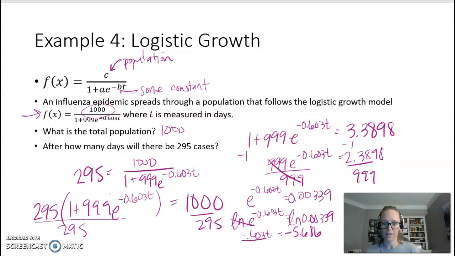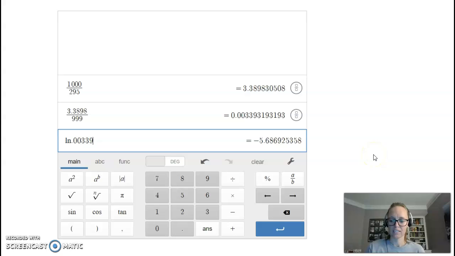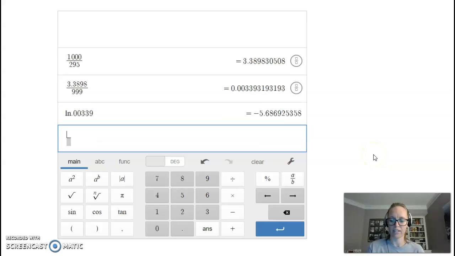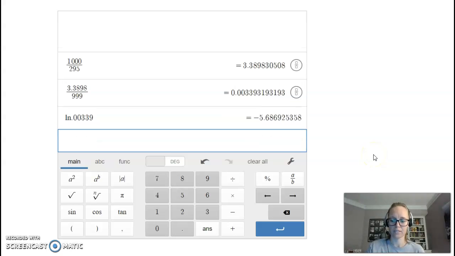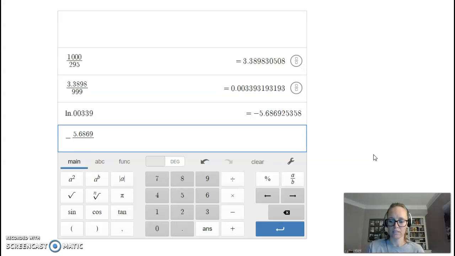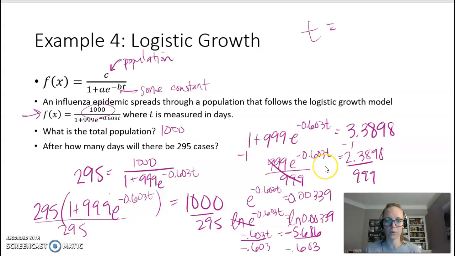And then I divide both sides by negative 0.603. I'm going to write my final answer up here at the top where all of this mess is no more. So this answer here divided by negative 0.603 gives me 9.43 days.